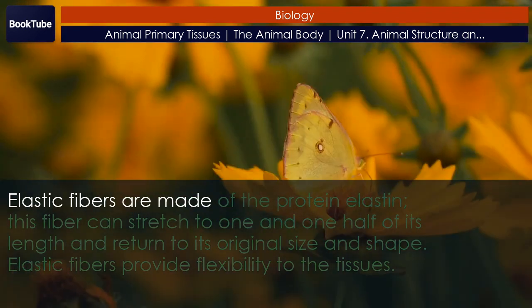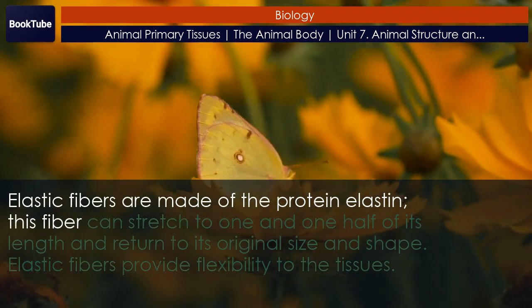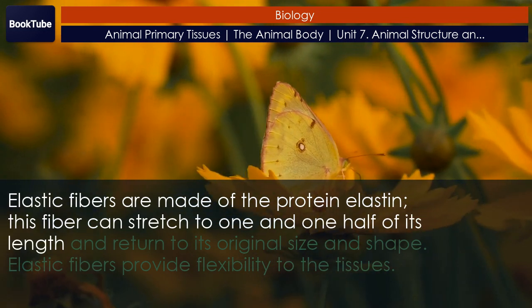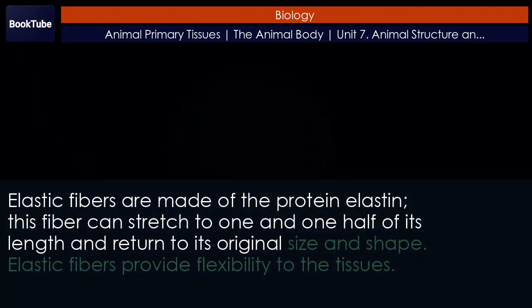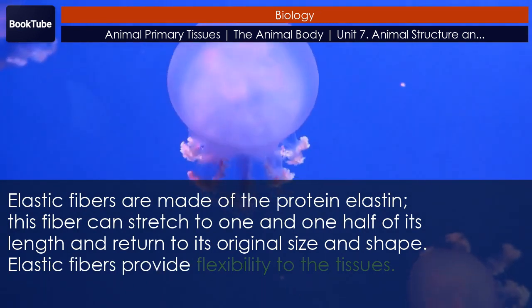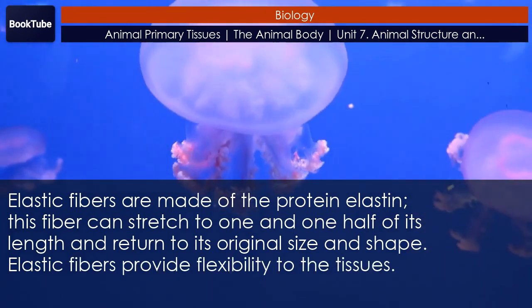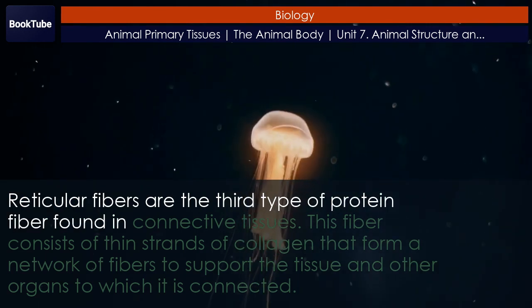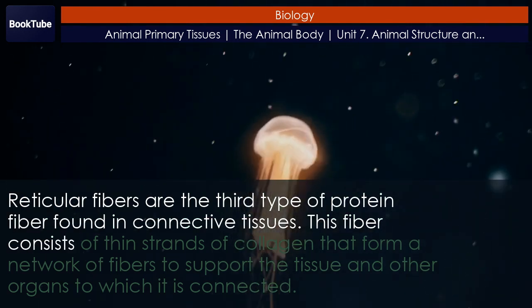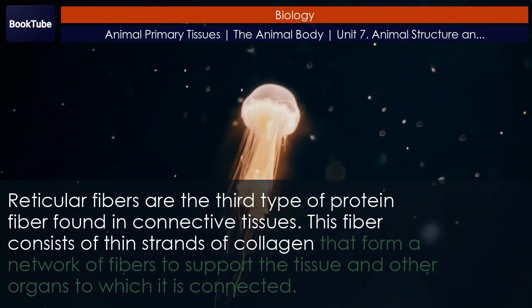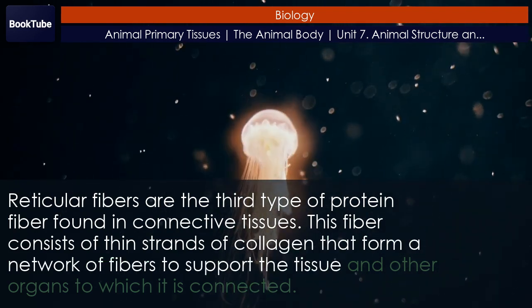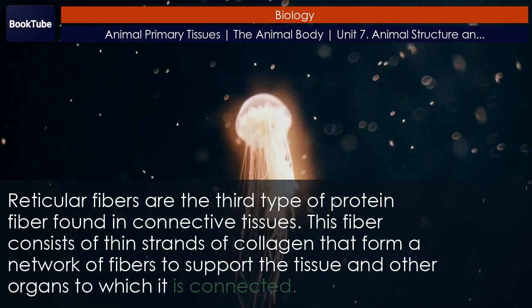Elastic fibers are made of the protein elastin. This fiber can stretch to 1 1/2 of its length and return to its original size and shape. Elastic fibers provide flexibility to the tissues. Reticular fibers are the third type of protein fiber found in connective tissues. This fiber consists of thin strands of collagen that form a network of fibers to support the tissue and other organs to which it is connected.